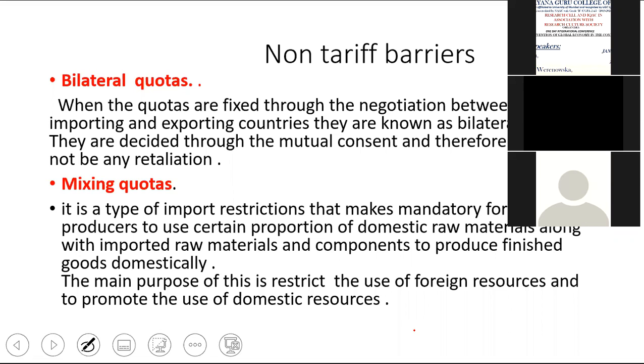So bilateral quota means the quota are fixed through negotiation between the importing and exporting countries. This is known as bilateral quota. This is one of the best ones.